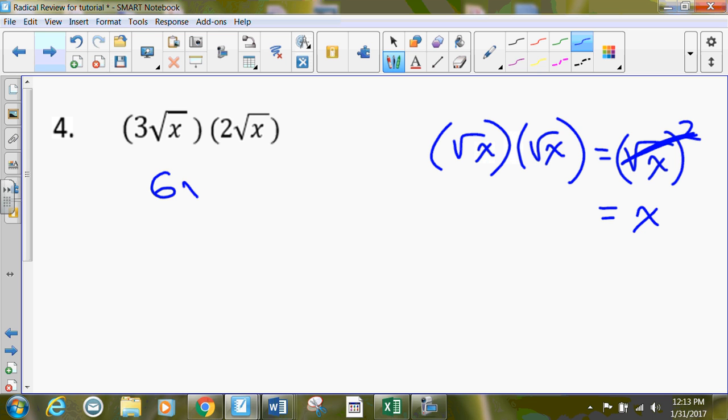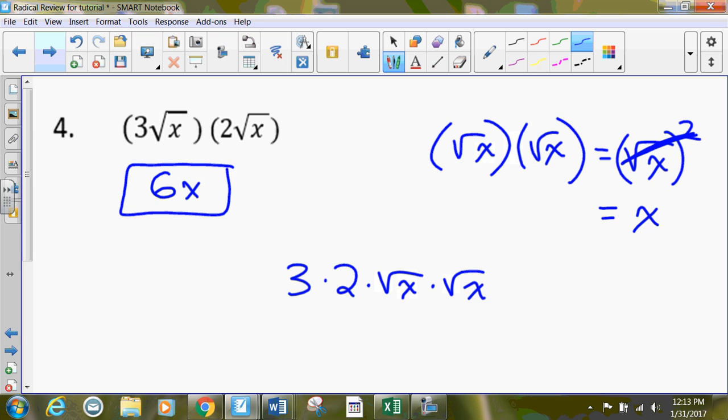We'll just have x. Another thing to notice, there are no pluses or minuses here. If you wanted to string this out without the parentheses, you could rewrite it as 3 times 2 times square root of x times square root of x. There's no distributing. There's just multiply the numbers together, multiply the radicals together, and that's how you get your answer.